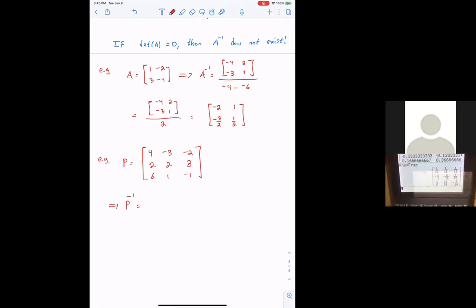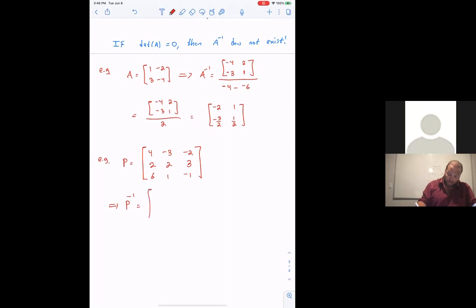So I get 1/12, 1/12, 1/12, and -1/3, -2/15, 4/15, 1/6, 11/30, and -7/30. We have P inverse.